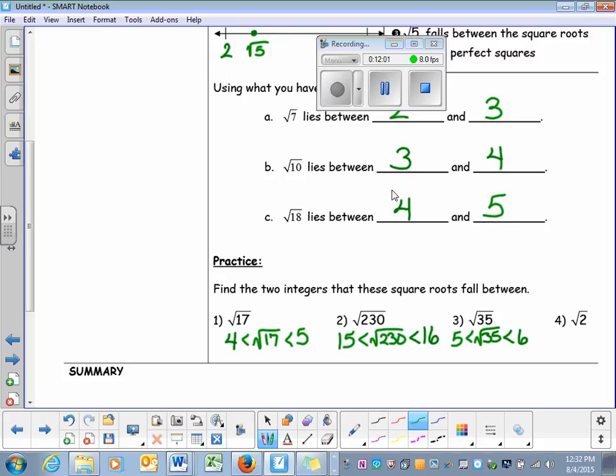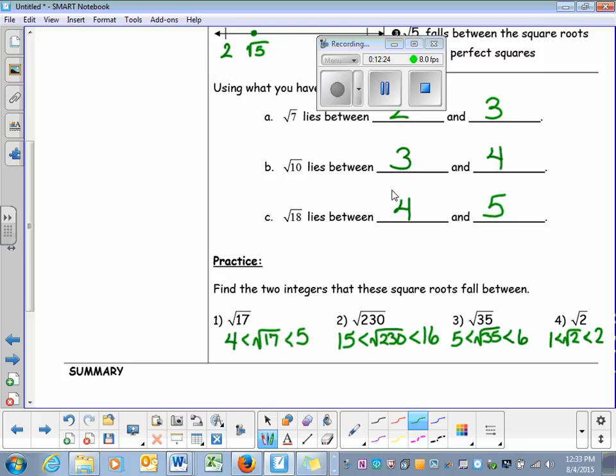Now 2, you should be able to do that one in your head, right? 1 is less than the square root of 2, which is less than, oops, sorry, not 4, 2. Because the whole number after 1 is 2.